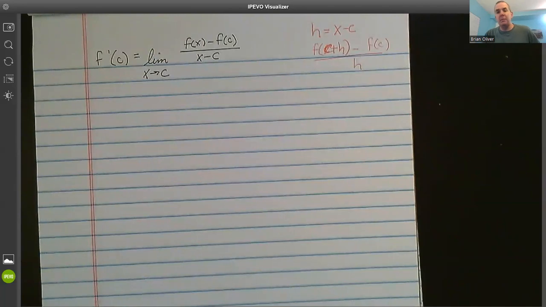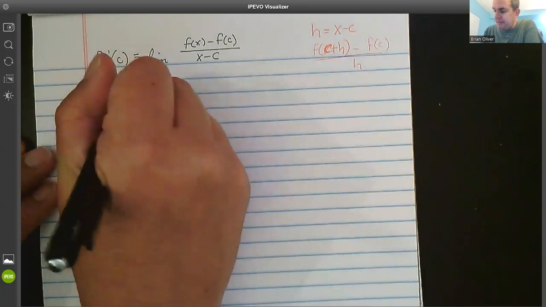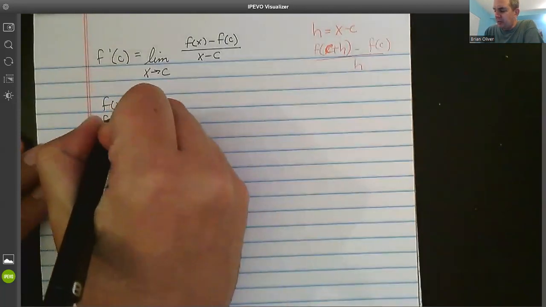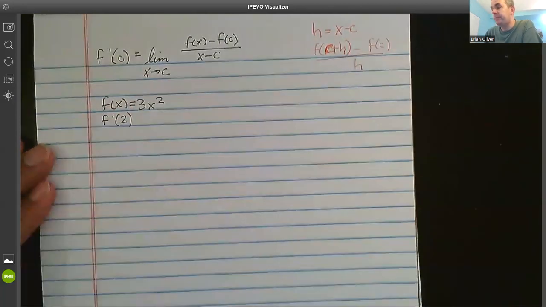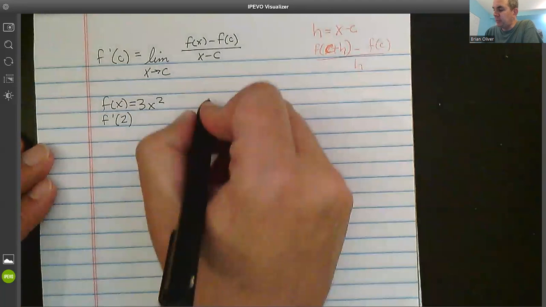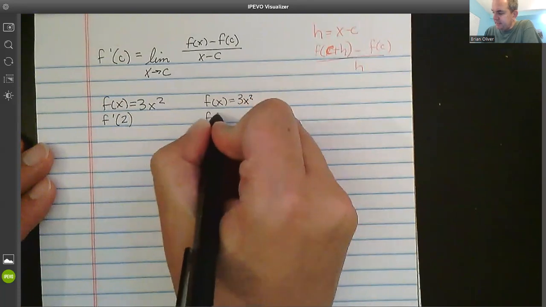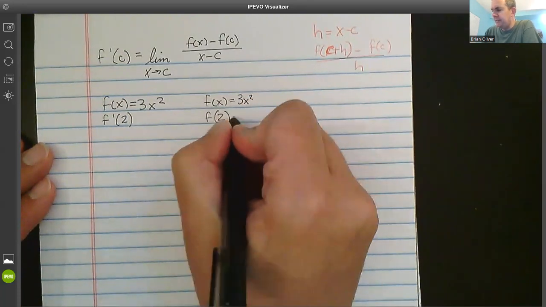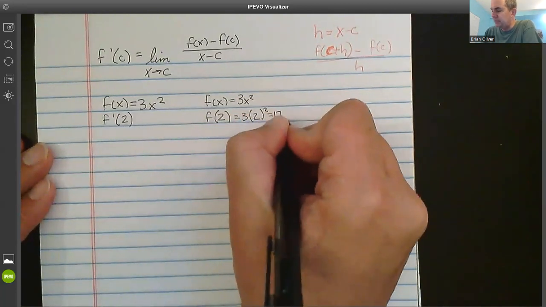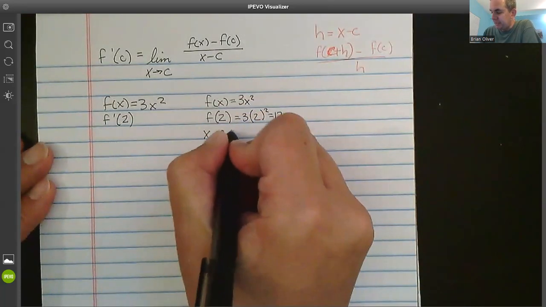So again, where would you see a problem like that? You'd see it if I told you that f of x equals 3x squared, and I want to find the derivative of this at 2. I'm going to use this process here. f of x is 3x squared. f of c, in this case, f of 2, is 3 times 2 squared. So that's 3 times 4, that's 12. And the bottom, x minus c, is then x minus 2.